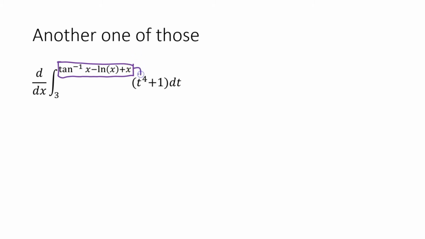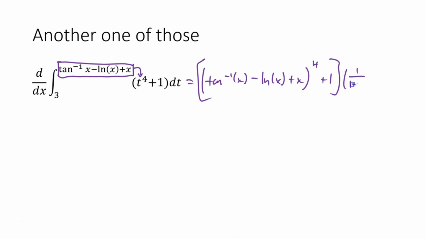So we're going to take this, we're going to dump it in for t right there. And then we're going to multiply by the derivative of the baby function, which is this whole mess with the x. So the derivative of this will be, I need some parentheses here, I think, tan inverse of x minus ln x plus x all to the 4th power plus 1. Now we're going to multiply by the derivative of the baby. This whole thing is the baby. So the derivative of the baby is 1 over 1 plus x squared. That's the derivative of tangent inverse. Minus 1 over x, that's derivative of natural log. And then plus 1, that's derivative of x. And this is your derivative of the accumulation function because we have to multiply by the derivative of the baby. Crazy.